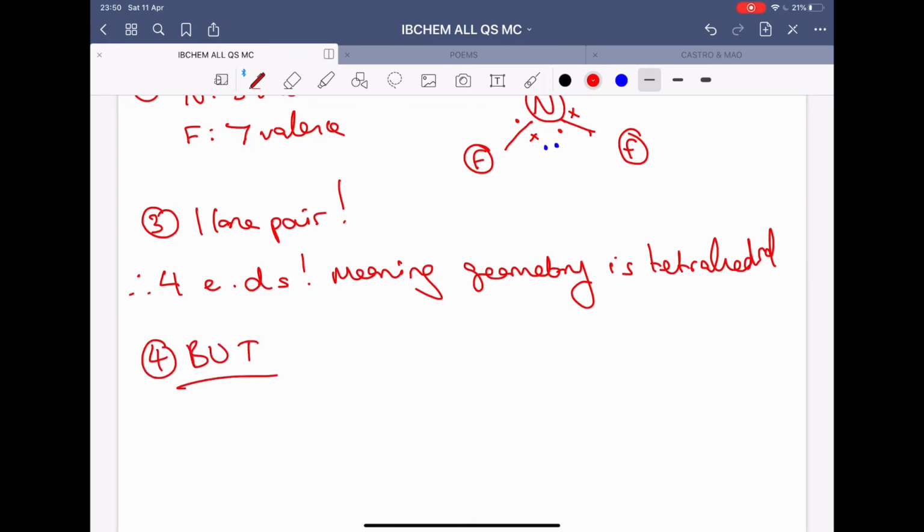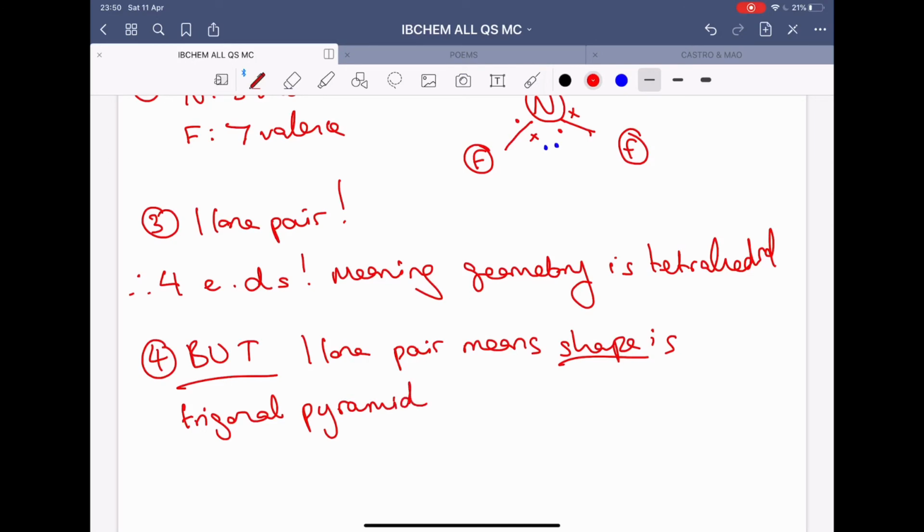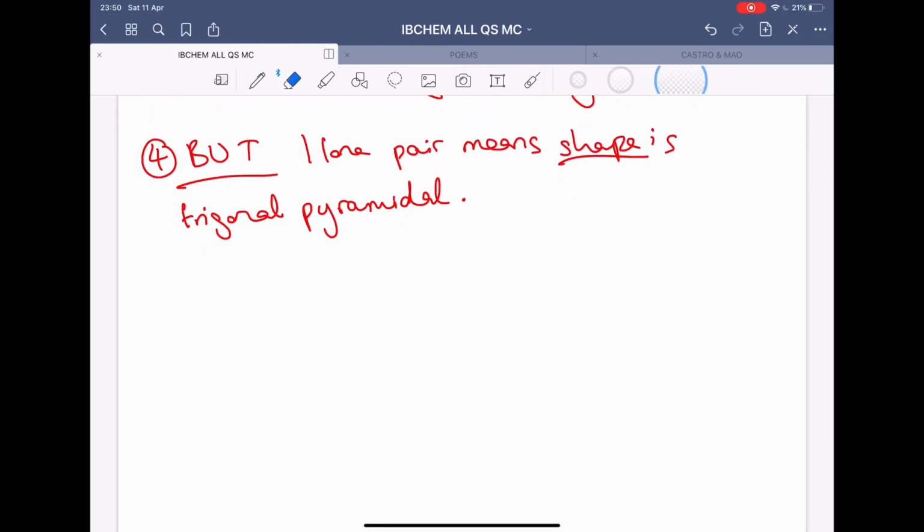But that 1 lone pair means that our shape of the molecule is going to be trigonal pyramidal. Remember, if you have 1 lone pair and the geometry is tetrahedral, you've got a trigonal pyramidal shape. And the 5th thing I'm going to do now is just draw the Lewis structure.